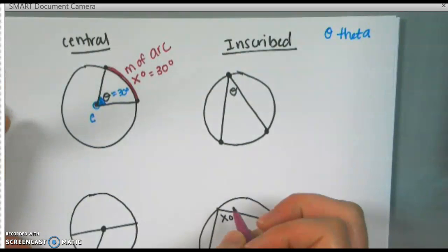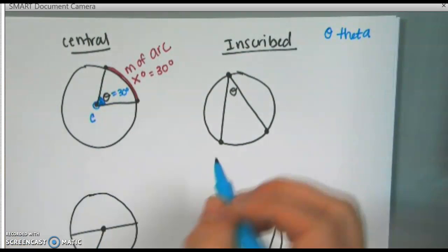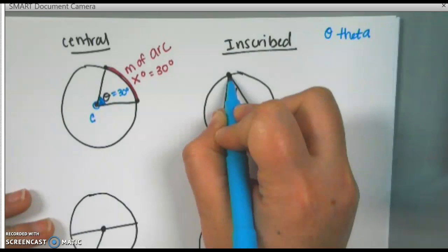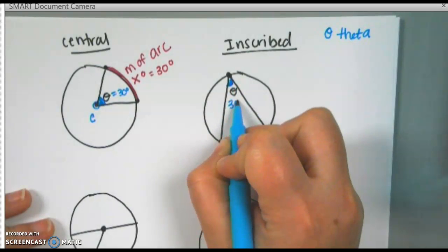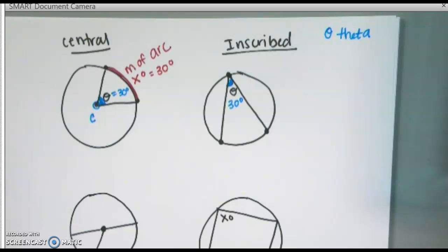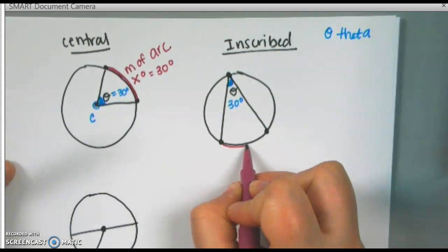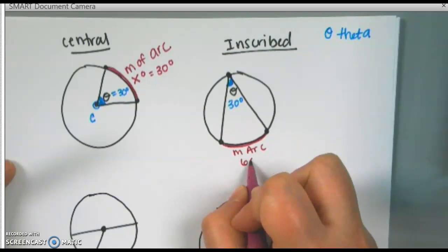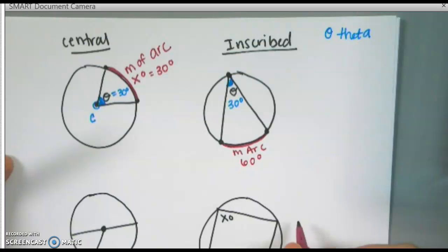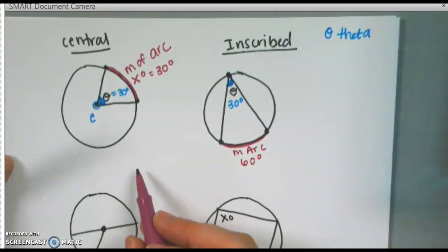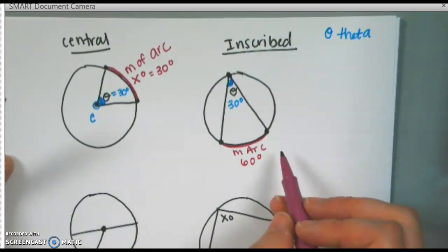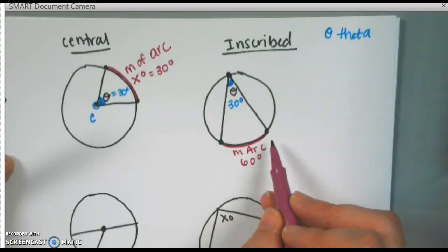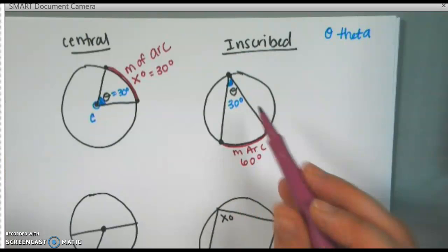With an inscribed angle, if the angle was 30, the arc would be 60 degrees. So with a central angle, they are equal. With an inscribed, the arc is 2 times bigger than the angle.